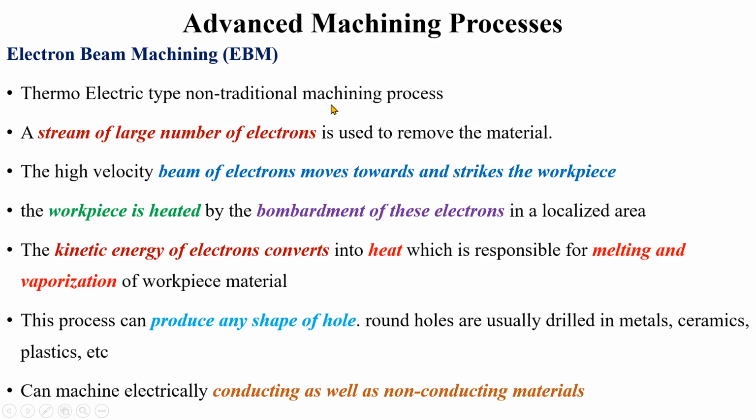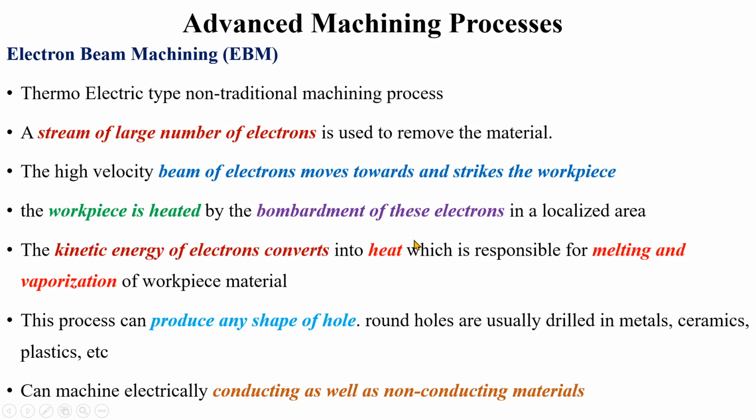So in case of EBM, initially what happens is that this high velocity electron beam is made to strike the workpiece surface. So we know that this beam of electrons is moving at a particular velocity, which possesses a certain kinetic energy. And this kinetic energy of the electrons gets converted into heat when it strikes the workpiece material. So what will happen is that these electrons bombard on the surface of the workpiece material on a very localized area. Because of this bombardment of these electrons, the kinetic energy gets converted into heat.